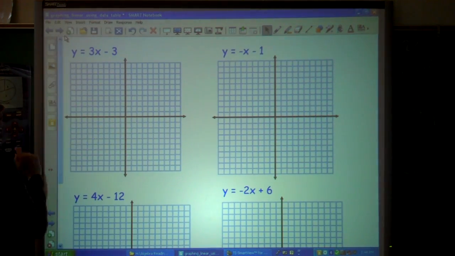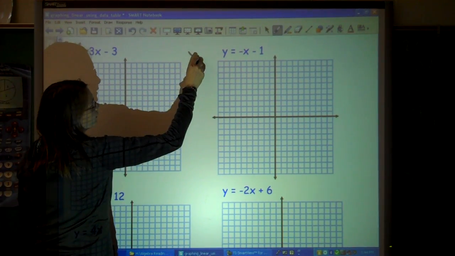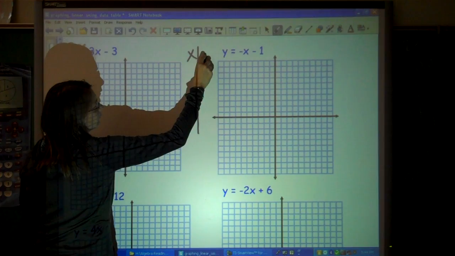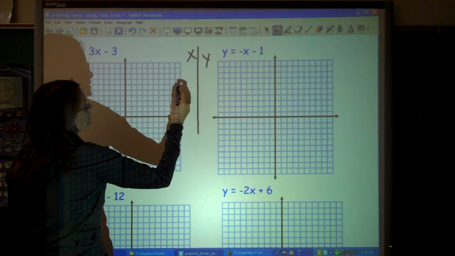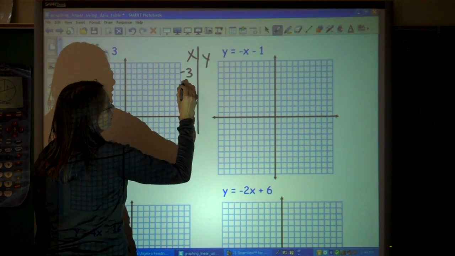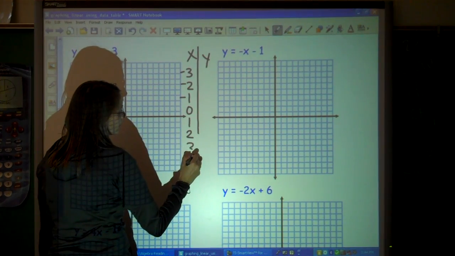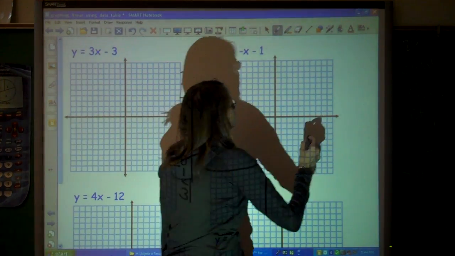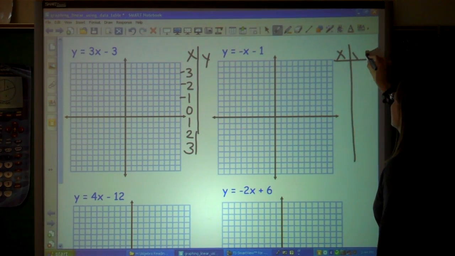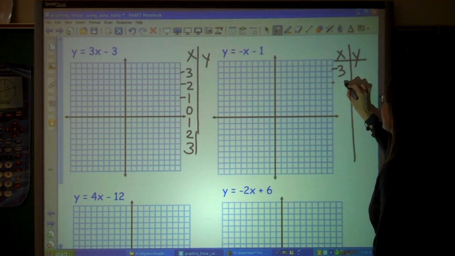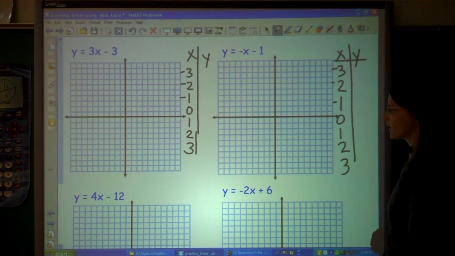So what I want you to do next is I have 1, 2, 3, 4 for you to do. And what I suggest is you make a little XY table right here. You don't have to show the work. You can use your calculator. And what I would suggest is start with negative 3, negative 2, negative 1, 0, 1, 2, and 3. For each one, use those same values for your x: negative 3, negative 2, negative 1, 0, positive 1, positive 2, and positive 3.